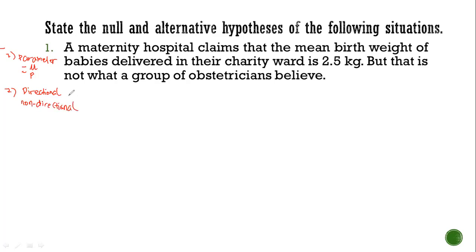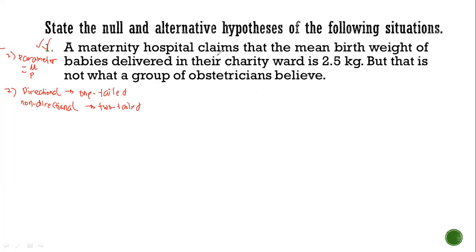Bakit kailangan nating malaman yan? So that we will know later on, babalik tayo sa tables kung anong gagamitin natin. Is it one-tailed or two-tailed? So sabi natin, pag directional siya, this is one-tailed. Kapag non-directional siya, hindi natin alam which one is greater or lesser, this is your two-tailed test. Okay? I hope that's clear. So we apply that one to our problem number 1.